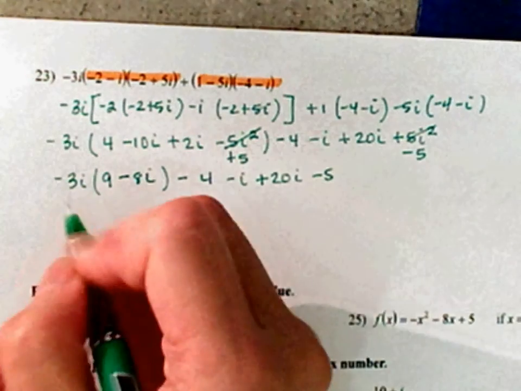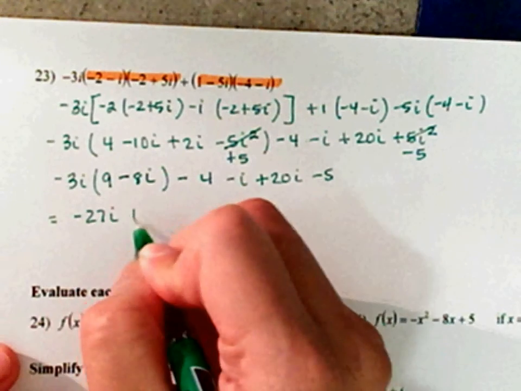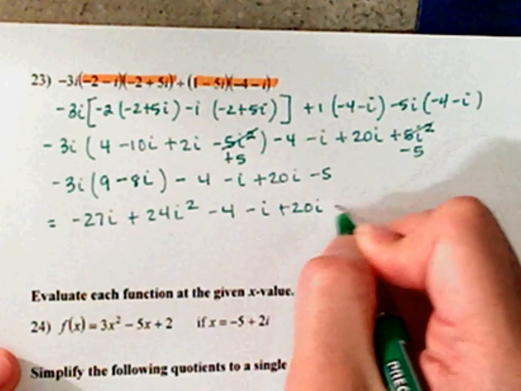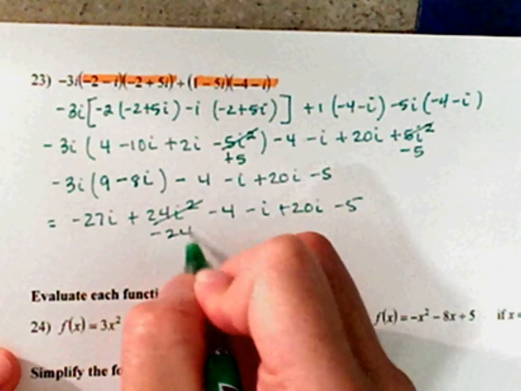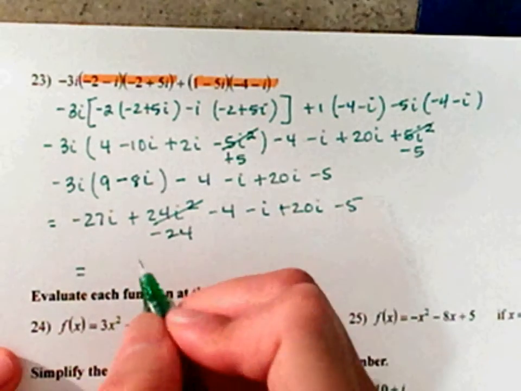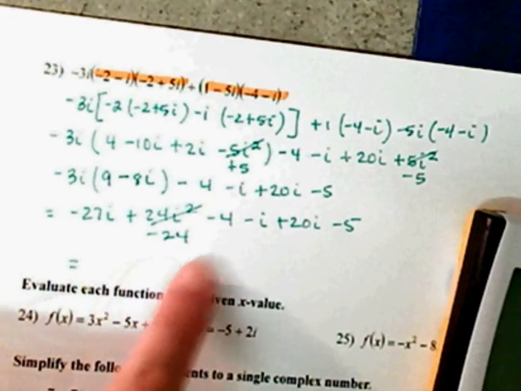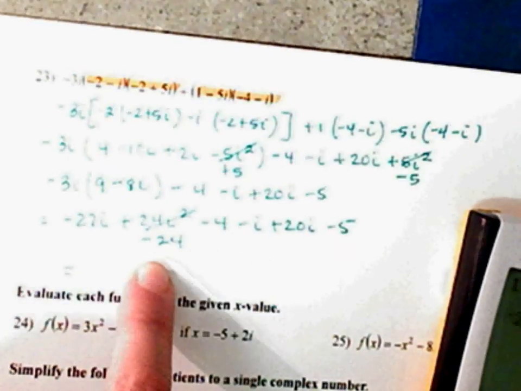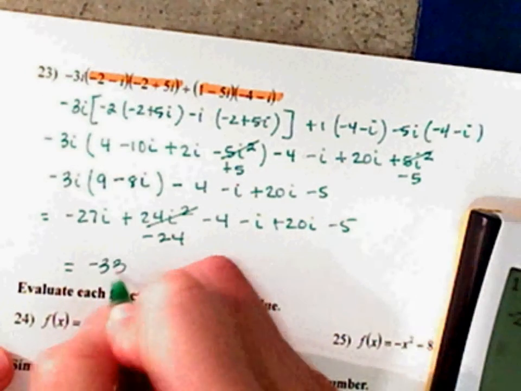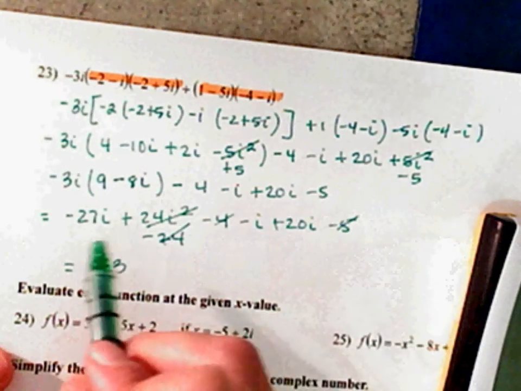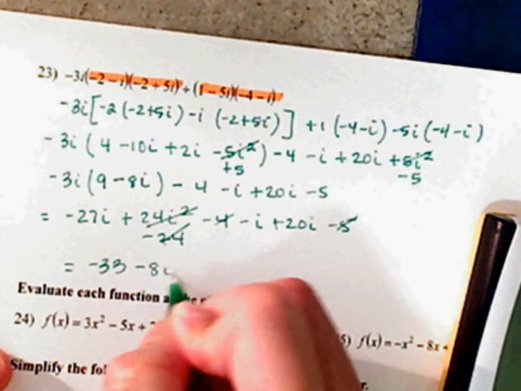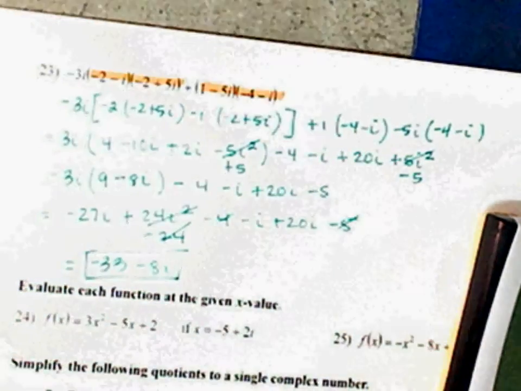Now let's distribute. Negative 27i plus 24i squared, minus 4 minus i, minus 20i, minus 5. That becomes a negative 24. Combine your like terms. Okay? So negative 24 minus 4 minus 5 comes out to be negative 33. And then negative 27 minus i is negative 28. Plus that gives you negative 8i. And there you have your solution for number 23. Okay?